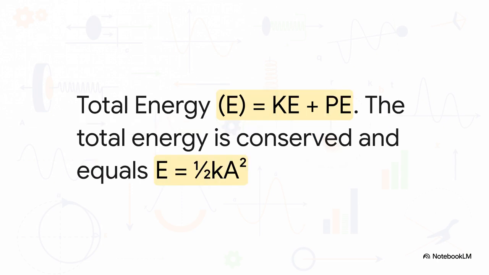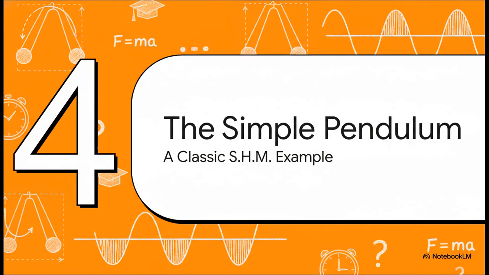But here's the really beautiful part. If you add the kinetic and the potential energy together at any point in the cycle, guess what? The total is always the same. The total energy is conserved. It's just passing the energy back and forth between motion and storage, like a perfect closed system. It's so elegant.